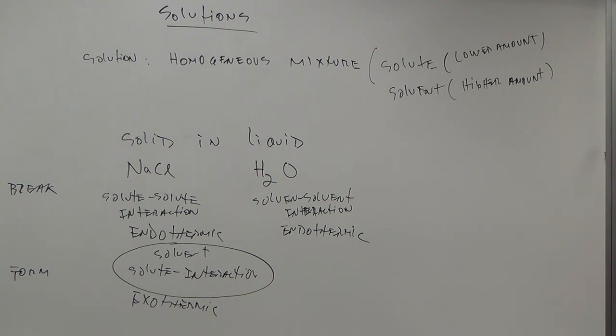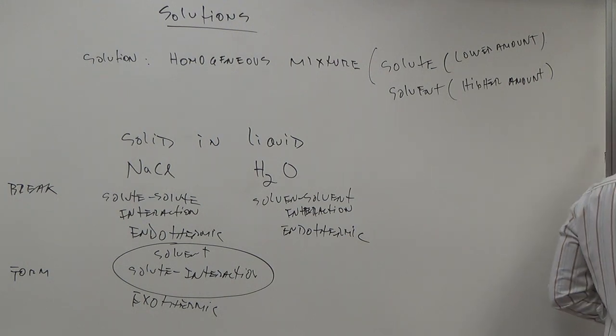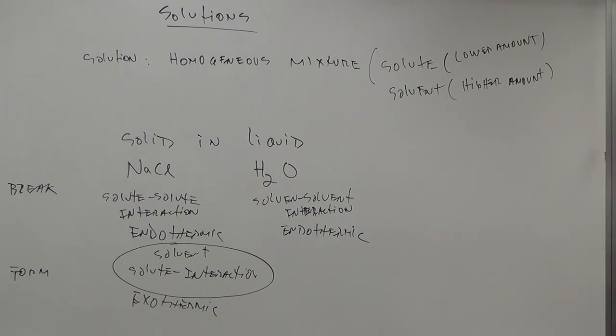Depending on the value of these numbers, you might have a delta H of solution that is a negative number, meaning exothermic, or a delta H of solution that is positive, meaning endothermic. In general, an endothermic solution will require energy. Where does this energy come from? The energy could come from the surroundings, but if this number is too high, it does not come from the surroundings.